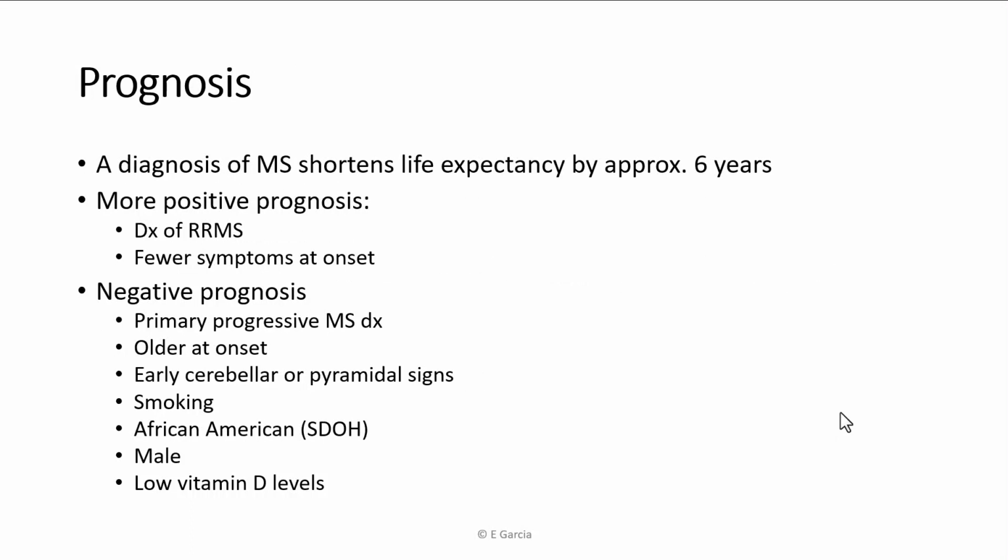So any diagnosis of MS will probably shorten your lifespan by at least 6 years, according to the literature. If you have relapsing remitting, that's the best prognosis. And the gentler your presentation at onset, the better it's going to go. Negative prognosis is, of course, the more aggressive stuff, such as primary progressive, or they're older at onset. If they have early cerebellar or pyramidal signs, if they smoke, social determinants of health play a role. In other words, your patients who are African American are more likely to have a worse go of their condition. If they're male, or if they have low vitamin D levels, which is interesting.